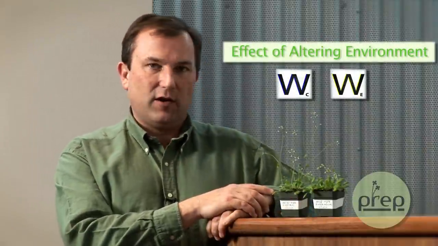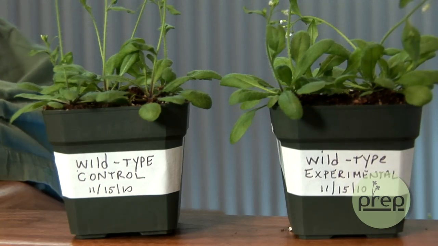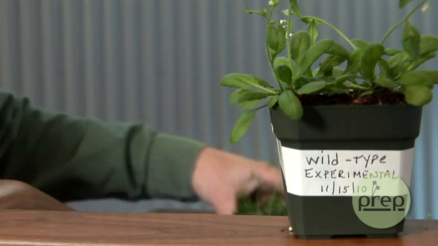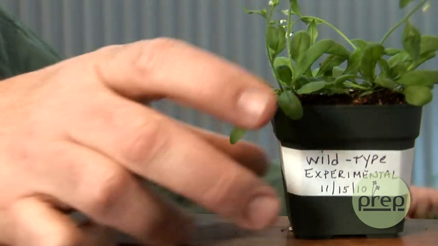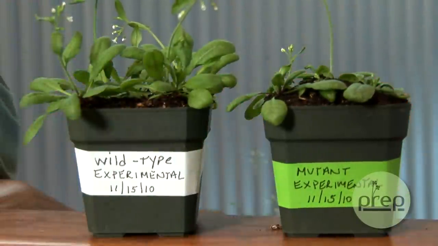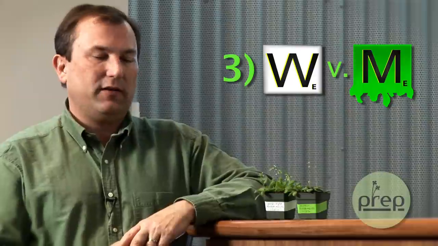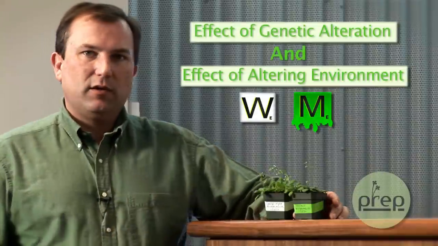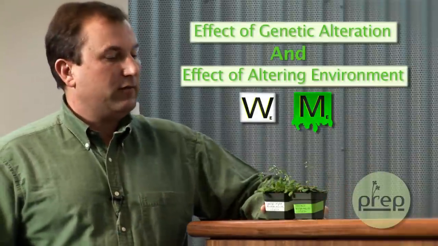In my last comparison, I'm going to swap that wild-type control plant out and bring in the experimental mutant plant. So now I have wild type and mutant plants that have been grown under my altered growth conditions. And the question I want to ask in this comparison is, does the mutant plant respond differently than the wild type to those altered environmental conditions?